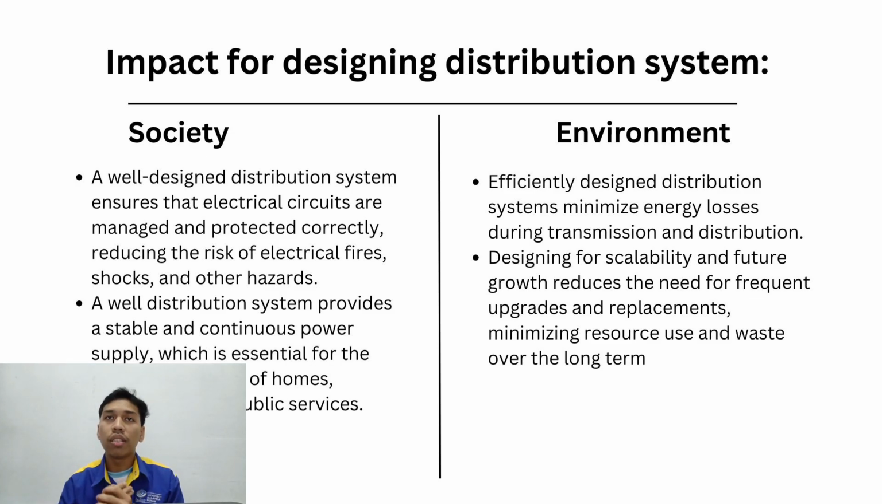Next, a well-designed distribution system provides a stable, continuous power supply, which is essential for the smooth operation of homes, businesses, and public services. In our case, which is office and mosque. Next part, we go for the impact for the environment, which is that a good distribution system design can minimize energy losses during transmission and distribution, all the way from the supply to the load. Designing for scalability and future growth reduces the need for frequent upgrades and replacement, minimizing resources and waste over the long term.